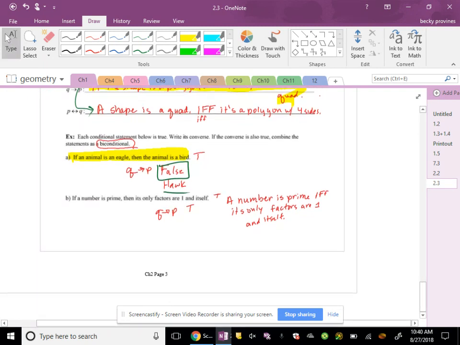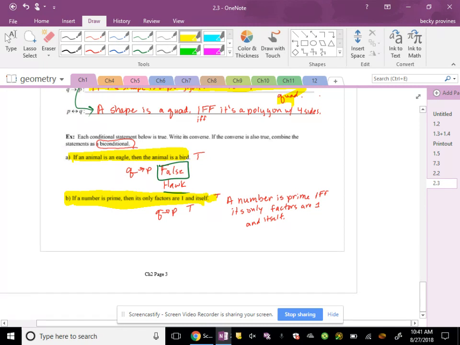All right, the next one. If a number is a prime number, then its only factors are 1 and itself. If I flip it, I say if the only factors are 1 and itself, then it is a prime number. I know this has been a while, but this is the definition of prime. So this is a true statement.